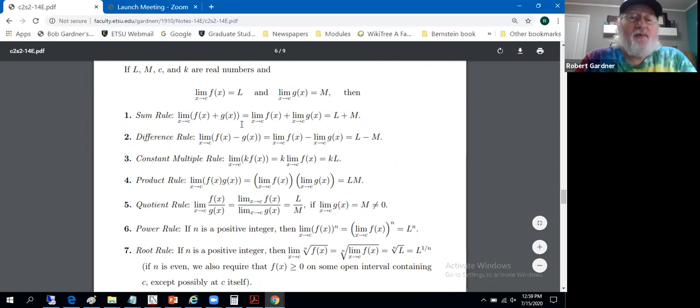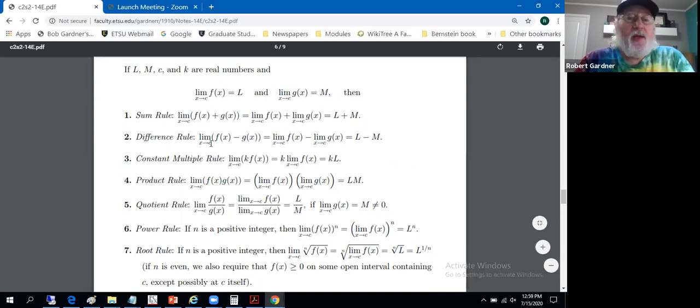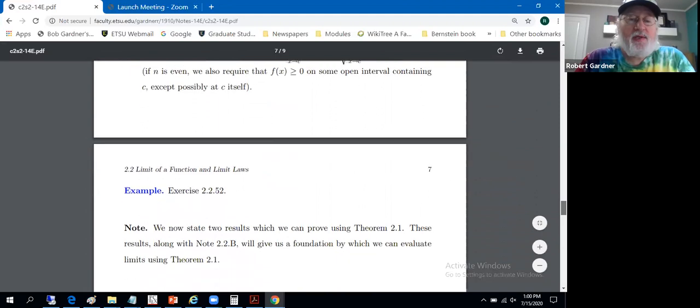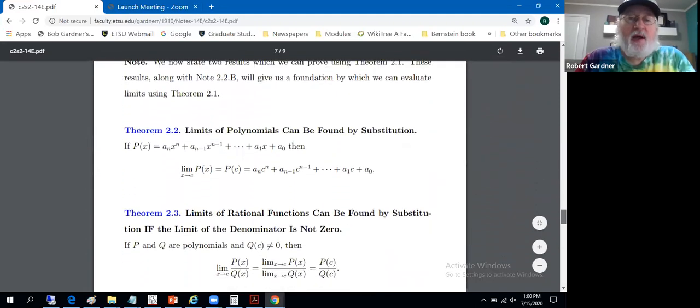Remember, limit of a sum is the sum of the limits. Limit of the difference is the difference of the limits. We can bring constants outside of limits. Limit of a quotient is the quotient of the limits, provided we don't have 0 as a limit in the denominator, and we had the power rule. The limit as x approaches c of f of x to the n is the limit as x approaches c of f of x, quantity, to the n power.